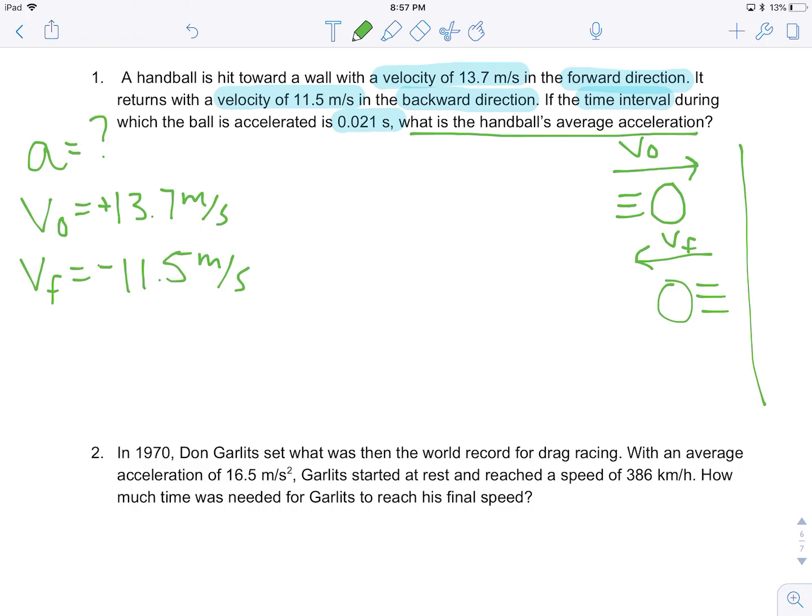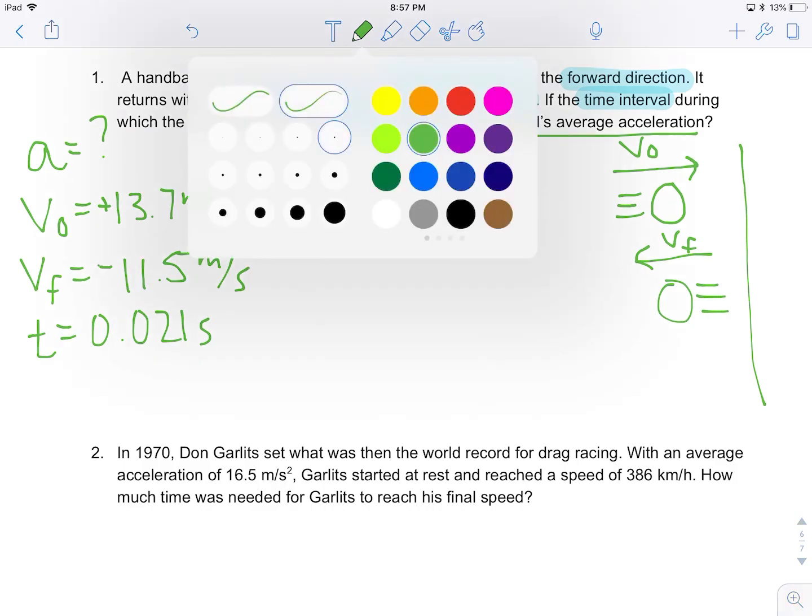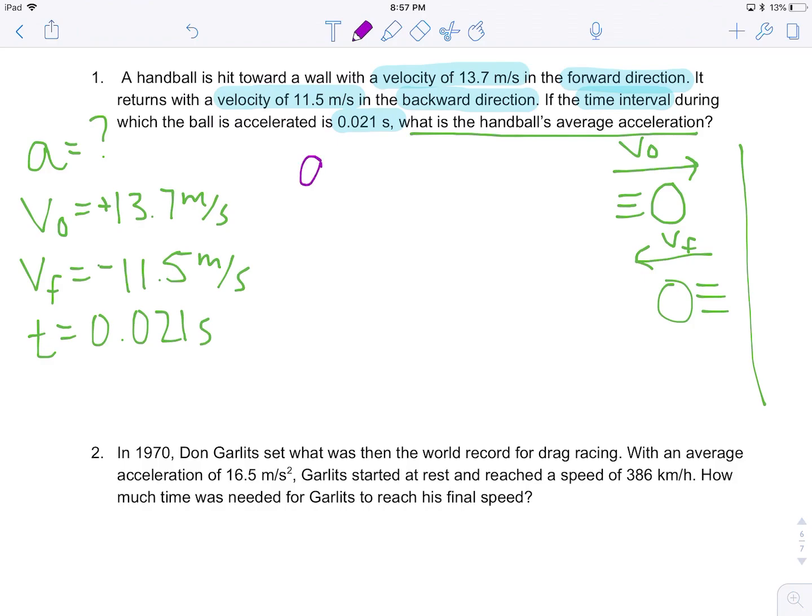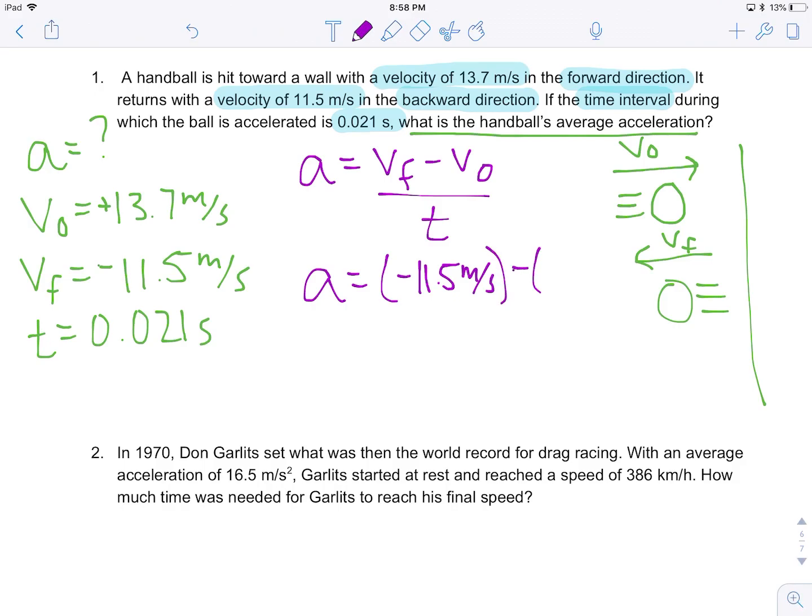If the time interval during which the ball is accelerated is 0.02 seconds, what is the handball's average acceleration? I'm looking for acceleration, so I'm going to see if I can use my average acceleration formula. It looks like I have enough information to just plug in numbers and solve, so I'm going to do that. I need to make sure that I include my signs because this will affect my answer.